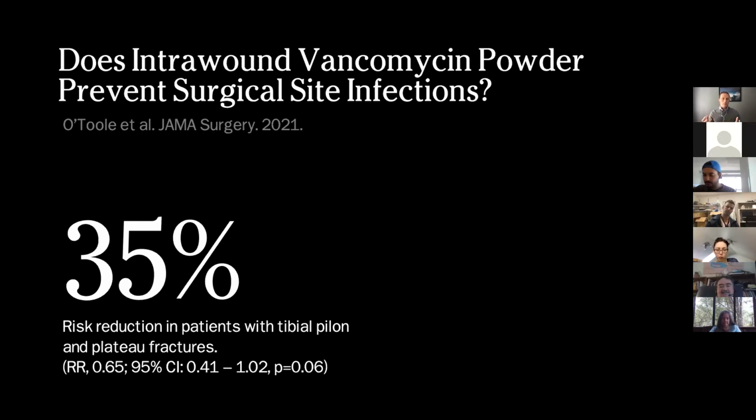One criticism might be that it was in a small subset of patients. The trial only included patients that had either a tibial pilon or plateau fracture. I think this practice has now largely expanded to a number of different patients that were not included in this trial. So the PREPA data gives us a good opportunity to see if these findings are generalizable to a larger fracture audience.